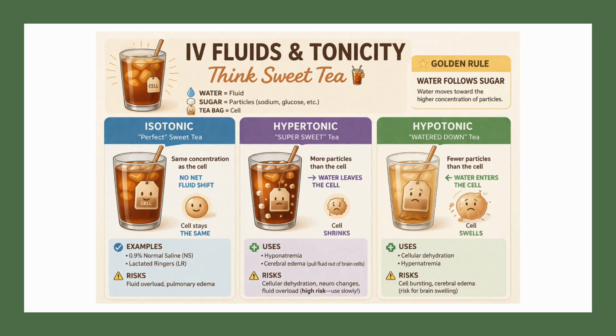Isotonic solutions, that is our perfect sweet tea. It tastes amazing. The cell doesn't change. It's extremely happy. If we give isotonic solutions, we're just giving volume to the patient. Hypertonic solutions, that is our super sweet tea. A lot of sugar is involved, a lot of high concentration. Because of that concentration, not a whole lot of water is in there, so the cell is very shriveled up and shrunken because of that concentration.